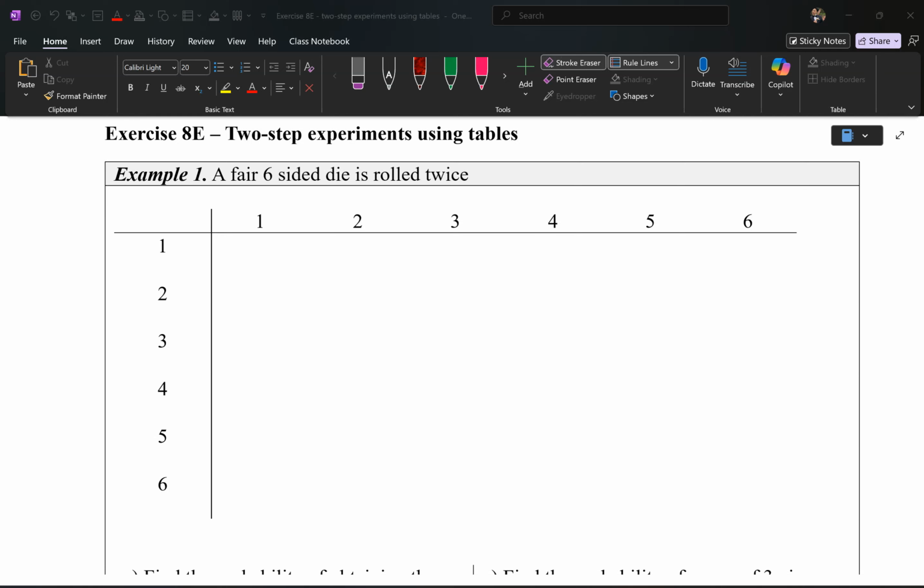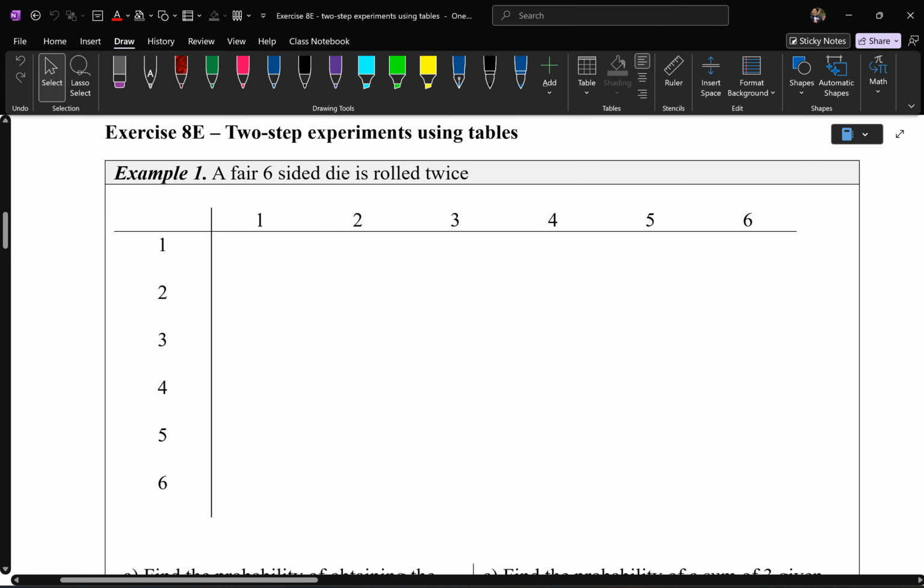Exercise 8E. So today's lesson is going to be easier than the other lessons that we had. Less theoretical, probably just more a tool for you to use when you have problems that may involve what we call two-step experiments. One of the techniques that we use is a two-way table, which is also known as a cardinal map, but usually we call it a two-way table. So two-way tables, we use that when you have a two-step experiment.